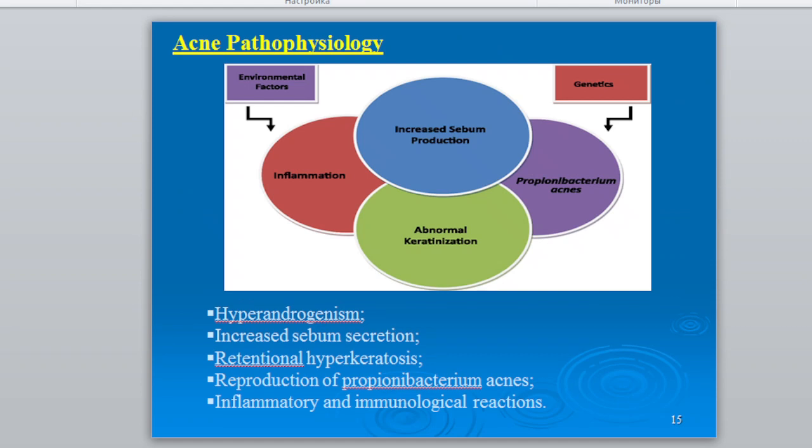Acne pathophysiology. Hyperandrogenism. Increased sebum secretion. Retentional hyperkeratosis. Reproduction of Propionibacterium acnes, inflammatory and immunological reactions. Next.